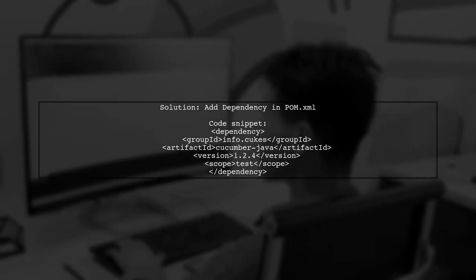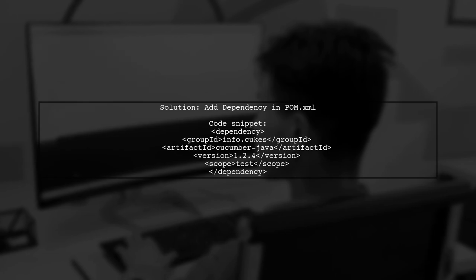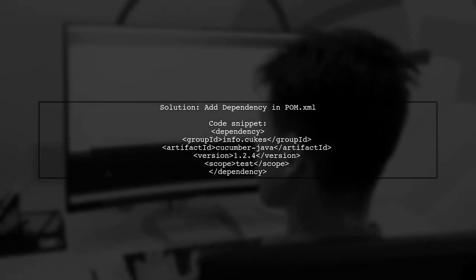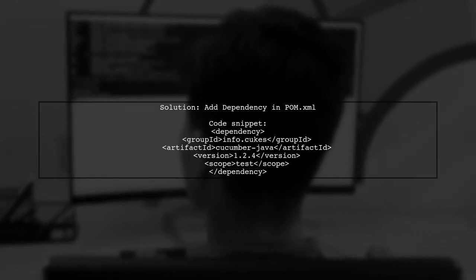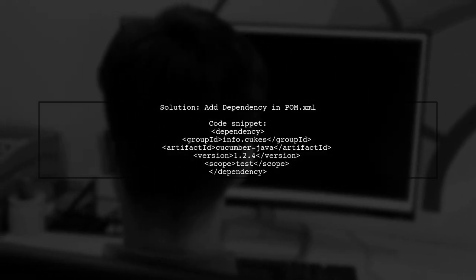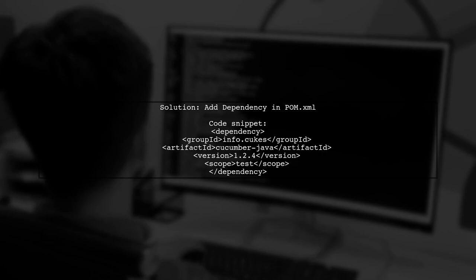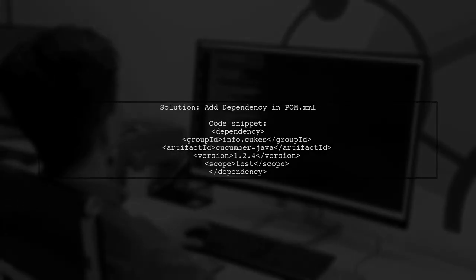Let's now look at another user-suggested answer. To resolve the issue of no backend found when running Cucumber from a Spring Boot jar, the user added a specific dependency in their pom.xml file. After adding this dependency, everything is working fine now.